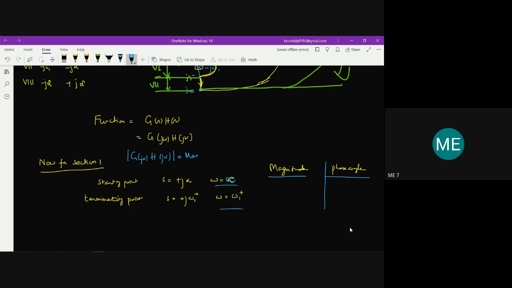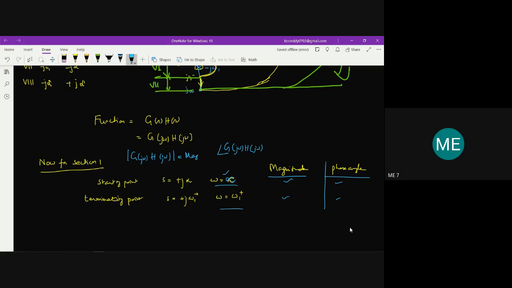This is what you can say magnitude. And the phase angle is nothing but angle of G of j omega into H of j omega. So substitute these omega values: omega is infinity and find out the magnitude, and omega is equal to omega 1 plus and find out the magnitude and the phase angle.